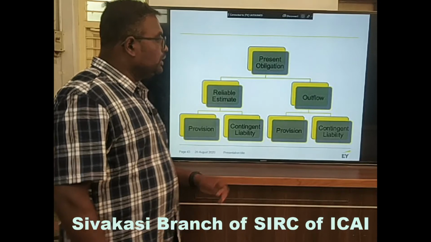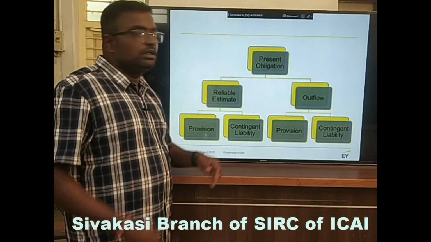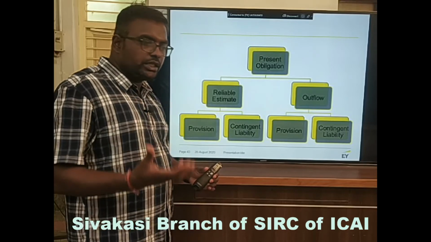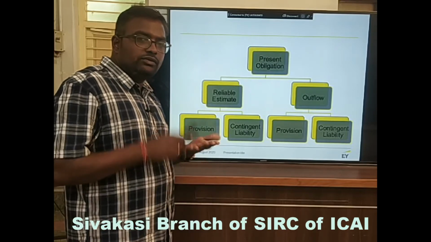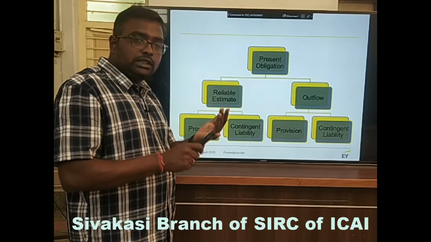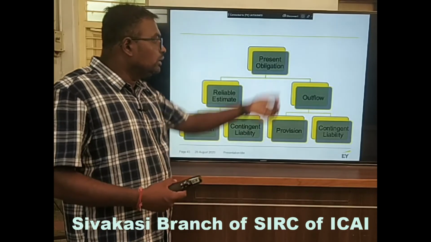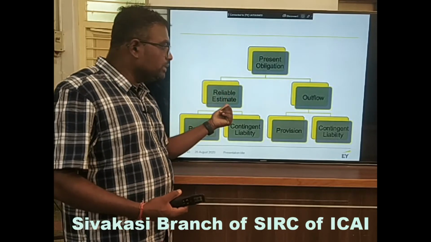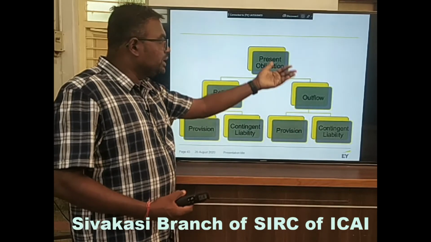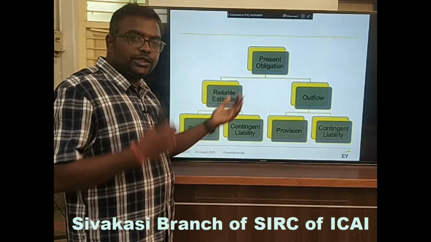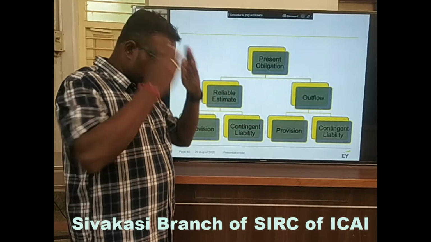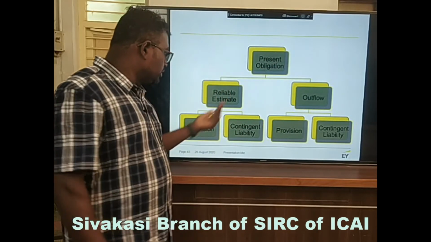So present obligation means I now have the present obligation. Say in my case of the GST notice, it is confirmed and your lawyer has also confirmed. Now there is a notice, so there is a present obligation to pay. Now how much is to be paid? The reliable estimate is there, outflow is confirmed. So for the present obligation, you are able to measure the cost reliably, and outflow means the expense you are going to incur is confirmed. So you have to create a provision.